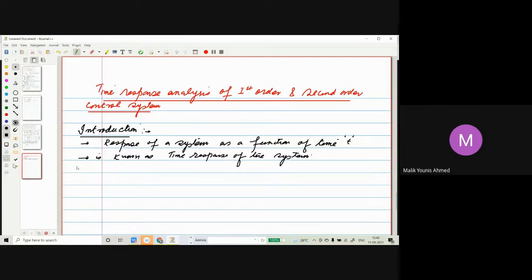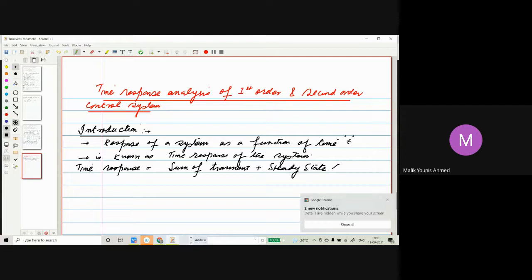If you see this time response, it is basically the sum of the transient and steady state responses. So the time response itself will consist of two parts: it will consist of the transient part, and then the steady state part. First, we'll consider the transient part. Now, what is basically a transient part?